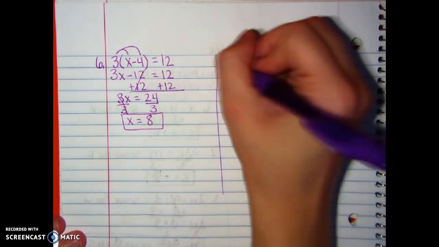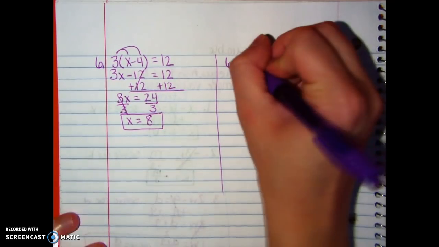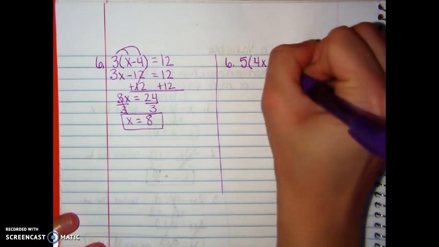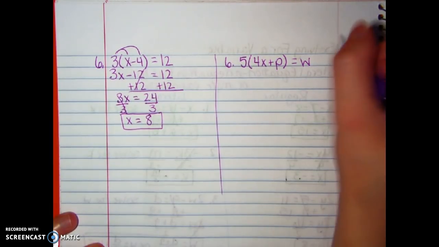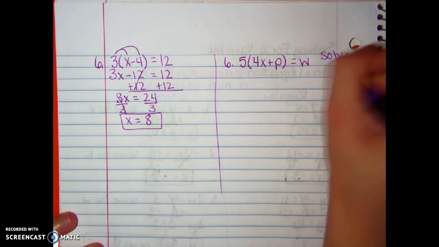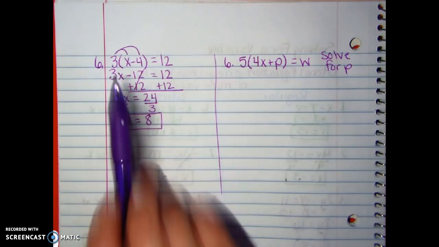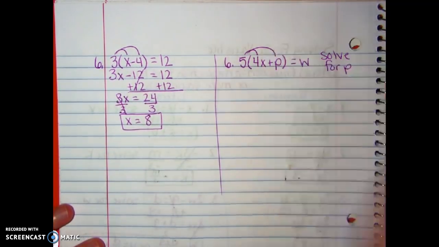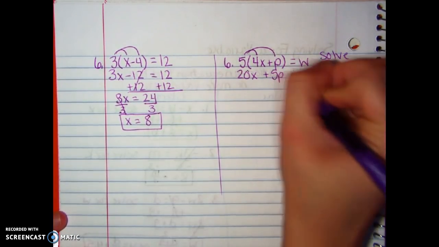Okay, over here, same thing. 5 times 4x plus p equals w, and I want to solve for p. Okay, so first thing we did over here was distribute. I'm going to do the same thing over here. I'm going to distribute the 5. That gets me 20x plus 5p equals w.